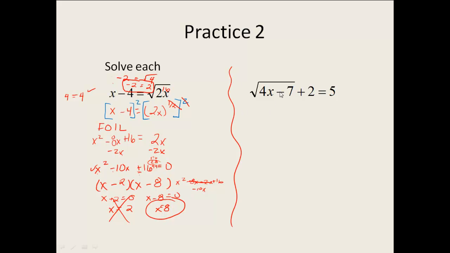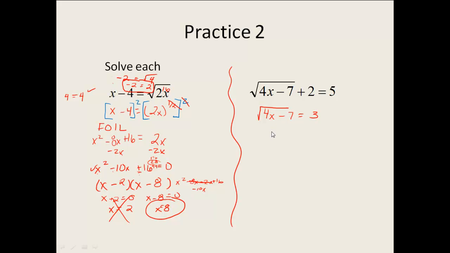This one, we've got the square root of 4x minus 7 plus 2. Still follow the exact same process. I have got to isolate my radical. So I need to subtract the 2 off. So I have the square root of 4x minus 7 is equal to 3. Don't forget about your square root sign.